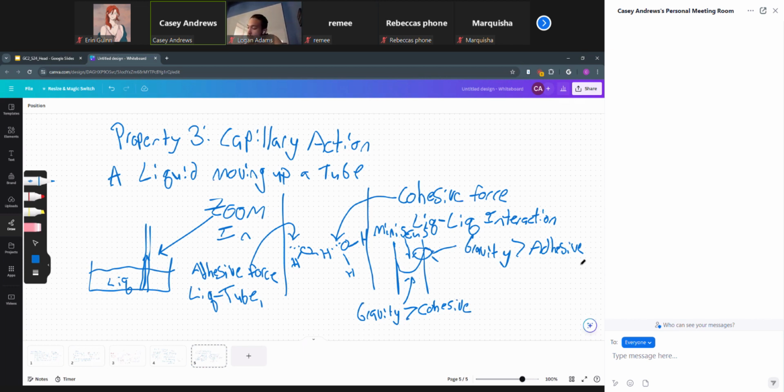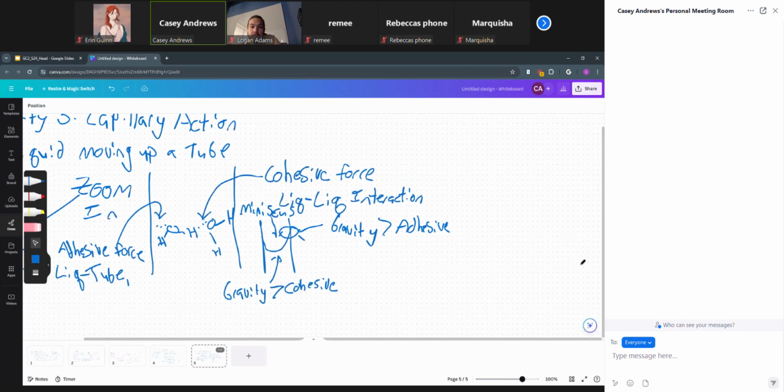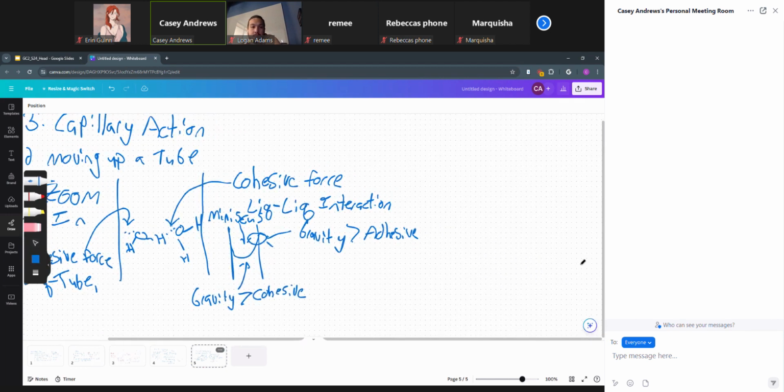However, since we have a meniscus that looks like a smiley face, that means the water in the tube has a little bit more energy. They can climb a little bit higher. Not all liquids work this way, by the way. The classic example of something being opposite to this is mercury.